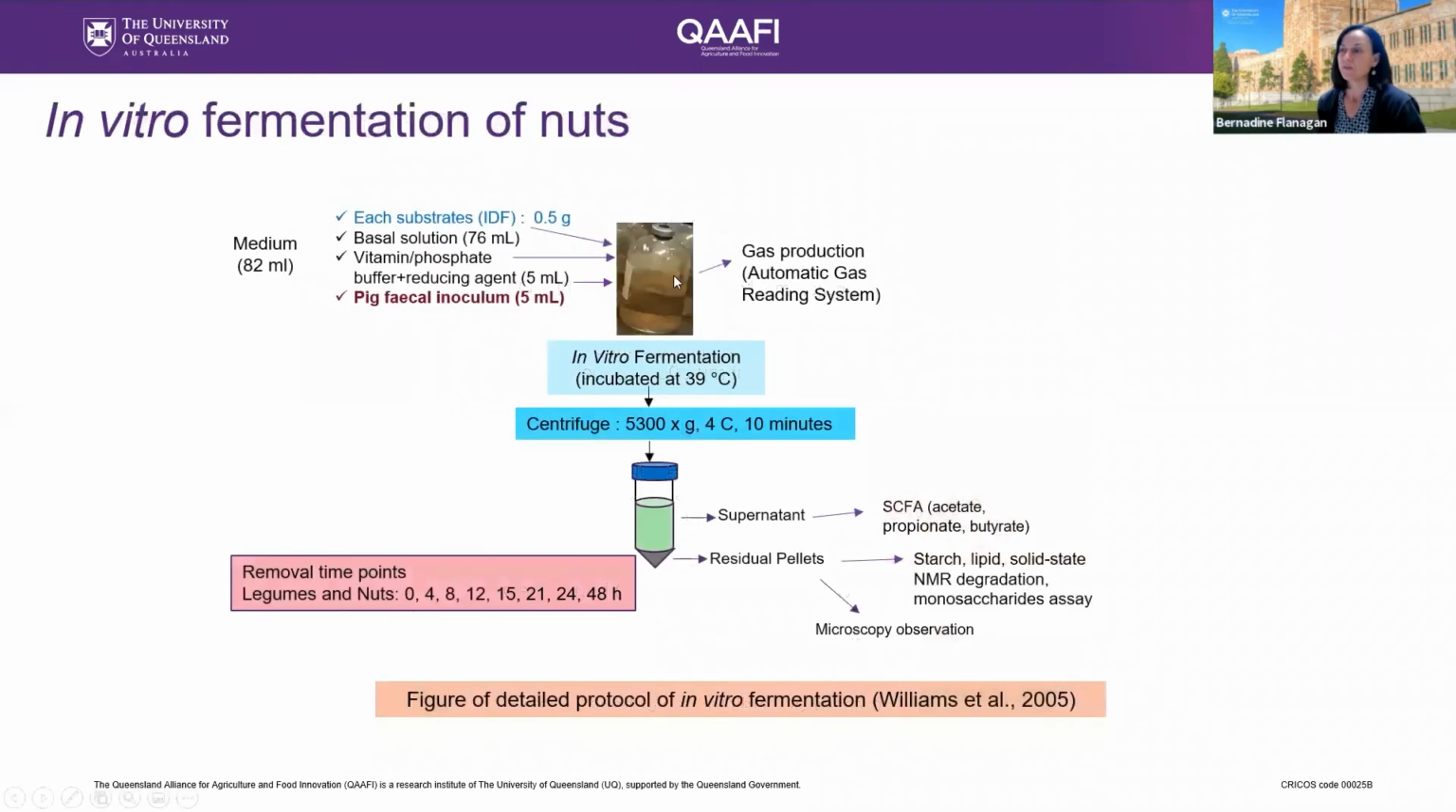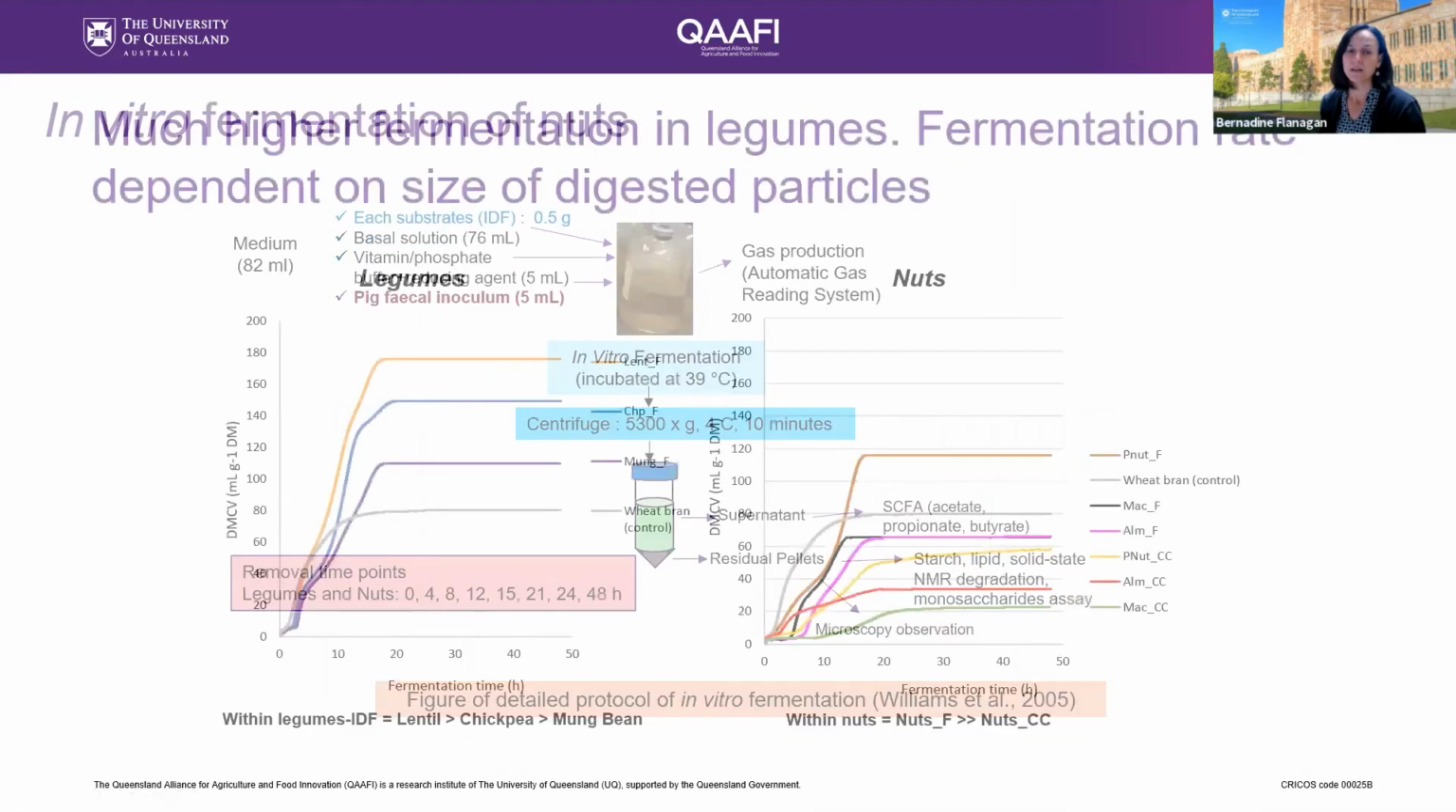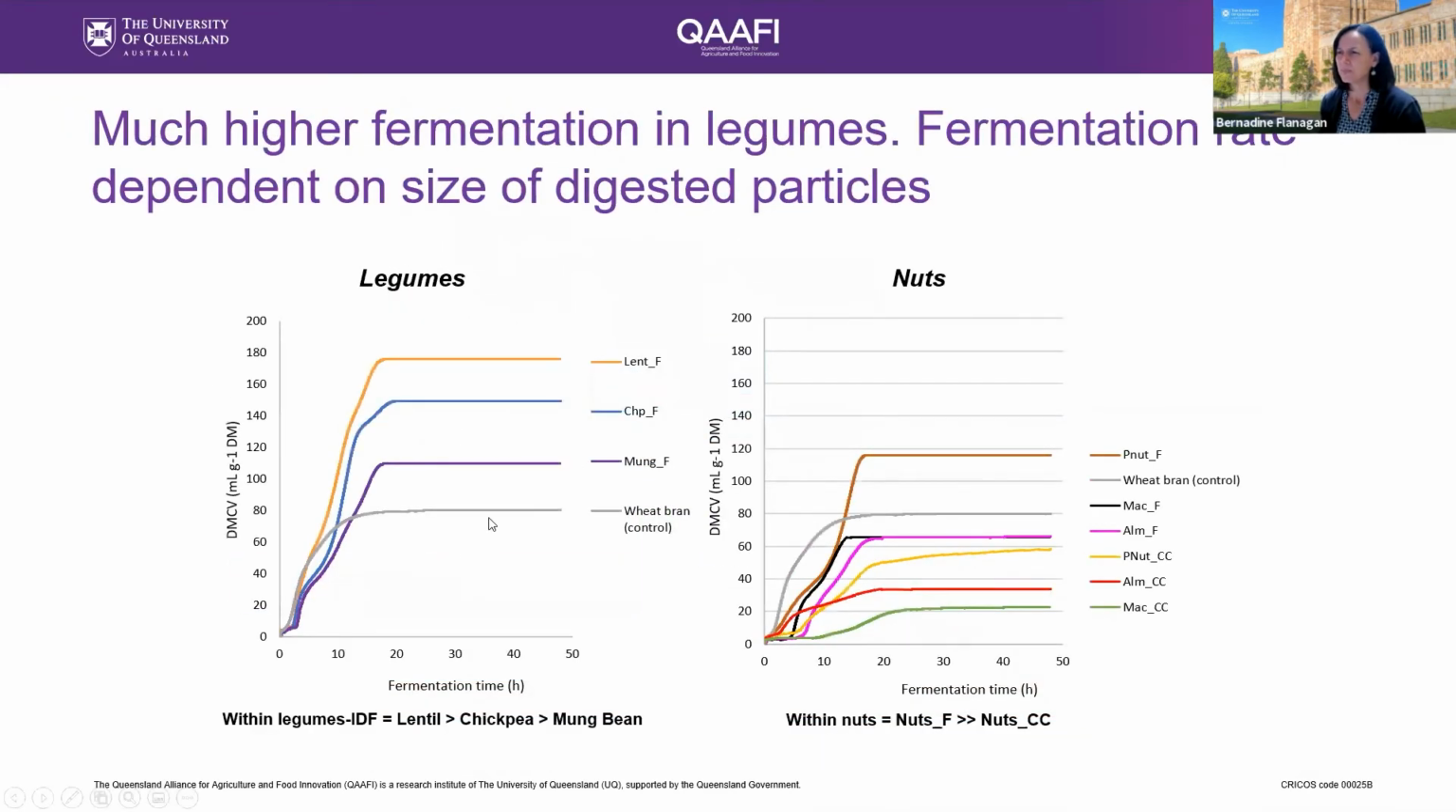Just as before, we have all the bottles, and then we have the substrate in the bottom, add the inoculum, and look at the fermentation. And we also do removal times. So you can see that the legumes are fermented, they produce a lot more gas than the nuts, so they're fermented to a greater extent in this time period. Here we're only looking at a 48-hour time period.